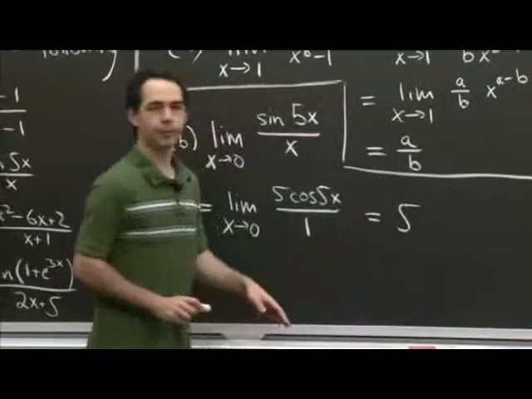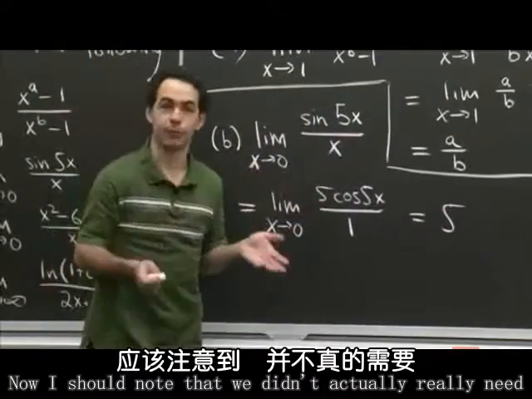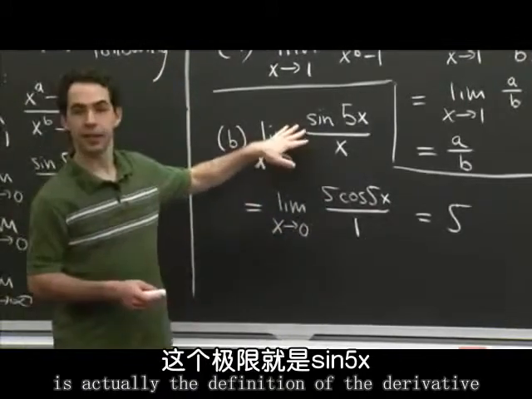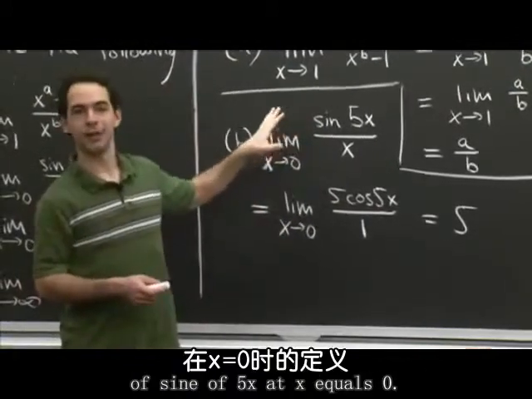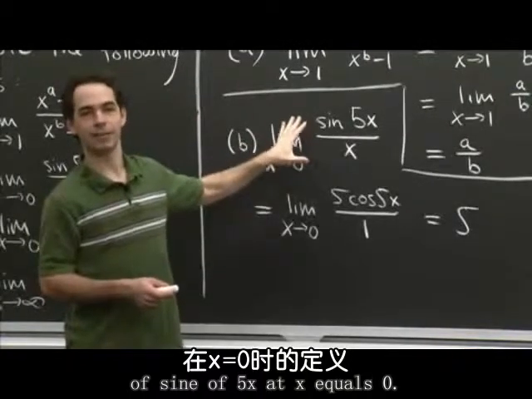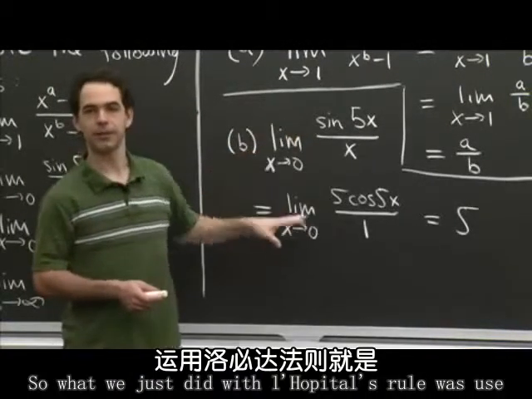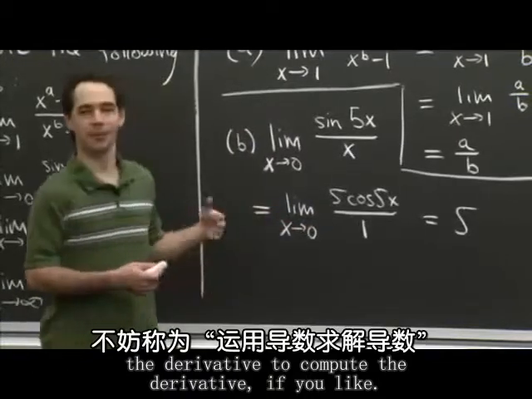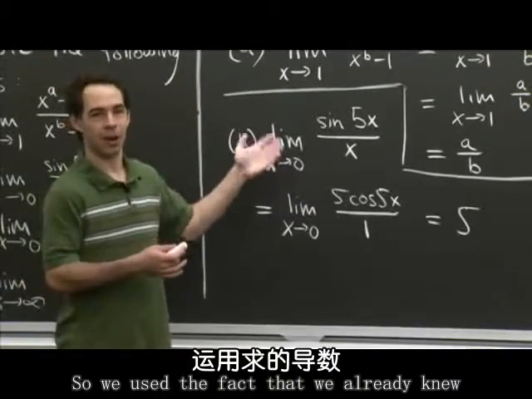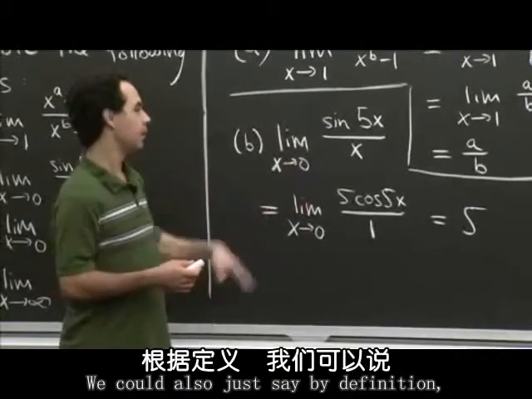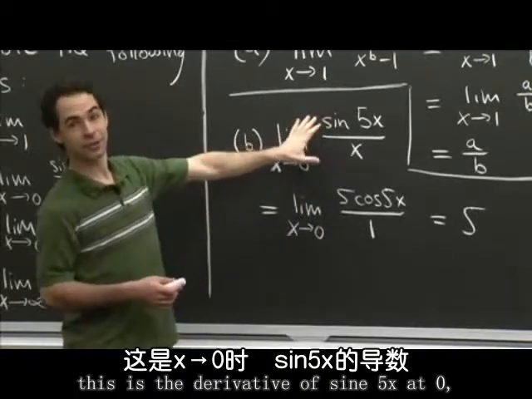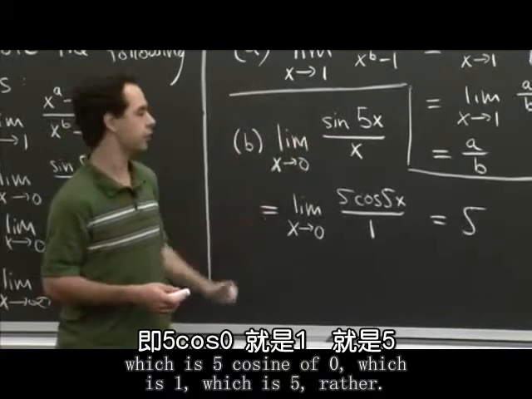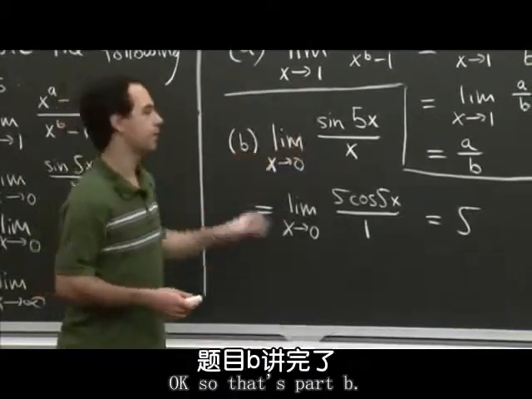Now I should note that we didn't actually really need L'Hopital's rule for this one. One thing you can remember is that this limit is actually the definition of the derivative of sine of 5x at x equals 0. So what we just did with L'Hopital's rule was use the derivative to compute the derivative, if you like. So we used the fact that we already knew the derivative in order to compute it. We could also just say, by definition, this is the derivative of sine 5x at 0, which is 5 cosine of 0, which is 5. OK, so that's part B.